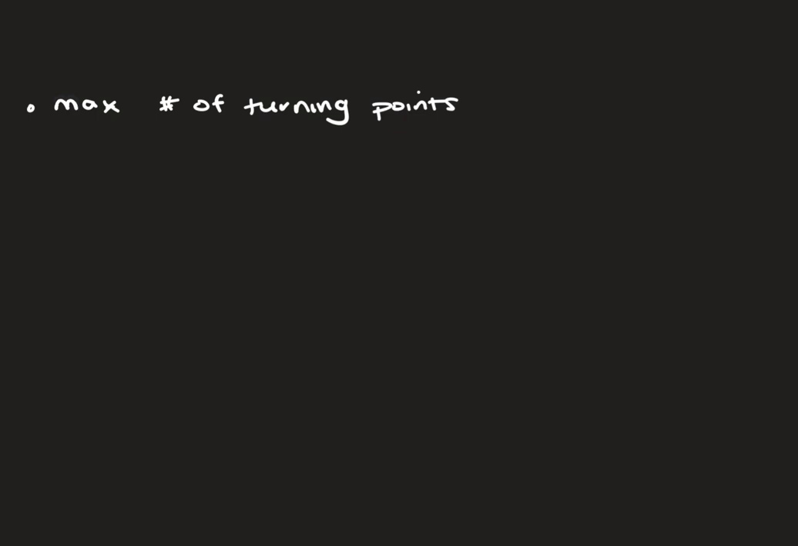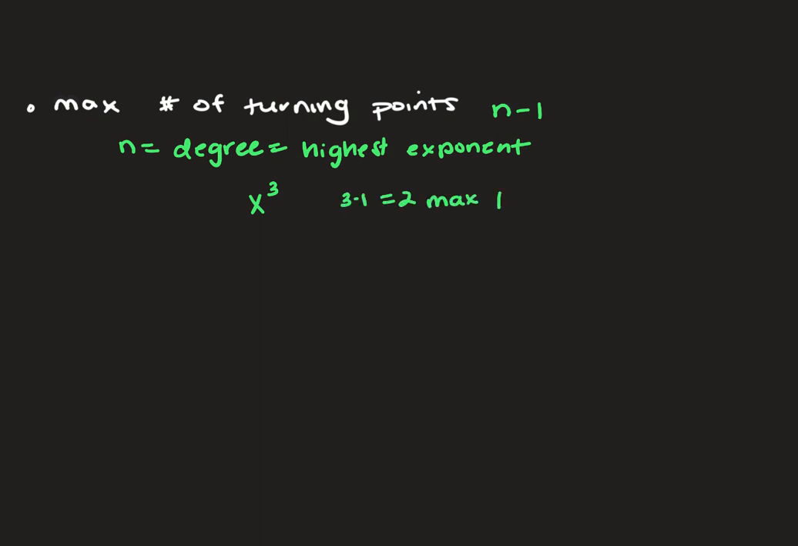So the max number of turning points is n minus 1, where n is, again, the degree. So this is the degree, which means the highest exponent. So this is the amount of times your graph can turn directions. If the highest exponent was x to the third, that means it has 2, because that would be 3 minus 1, or 2 max turning points. Now there can be less than that, but there can't be more than that.